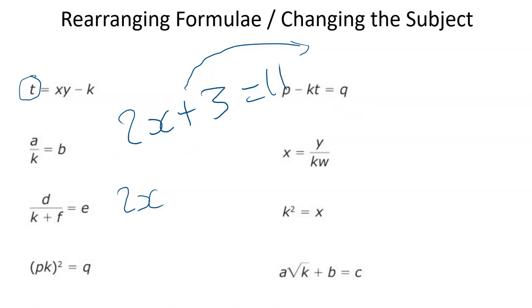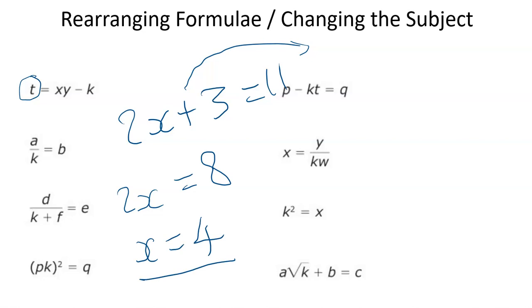So the opposite of add 3 is take 3. So we get 11 take 3. Now we can work that out. 11 take 3 is 8, so we can write that down. And then the opposite of multiplying by 2 is to divide by 2, so we can do that. 8 divided by 2 is 4, and we get our solution.